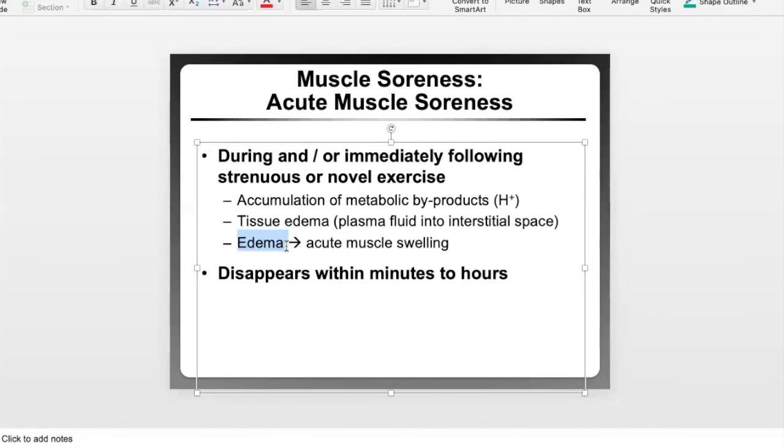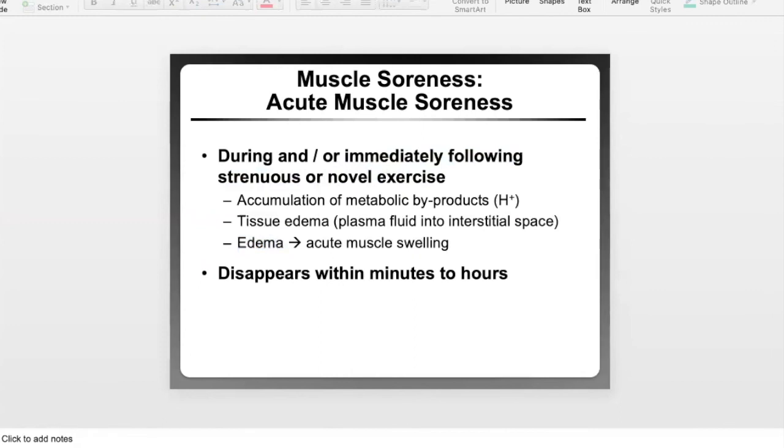And just like any tissue that gets damaged, there's going to be swelling. So this is called transient or athlete induced hypertrophy, or that's called the pump, right? You increase the fluid to the muscle acutely, and then there's going to be acute muscle swelling, but that'll disappear within a couple of minutes to hours.